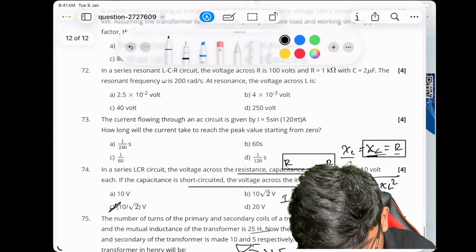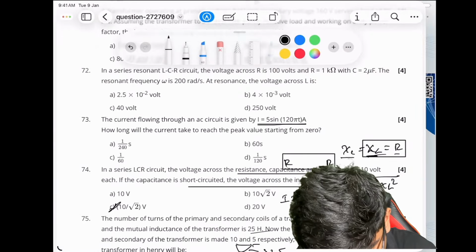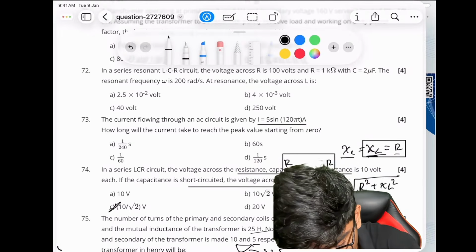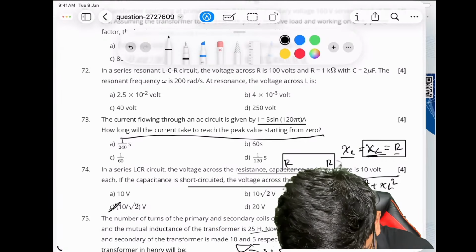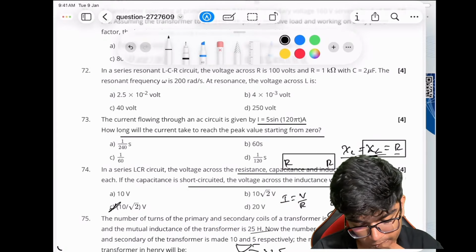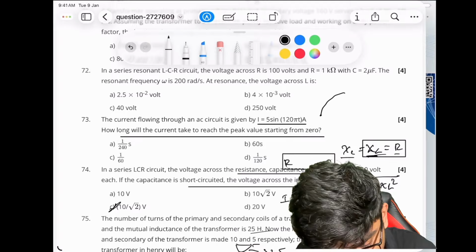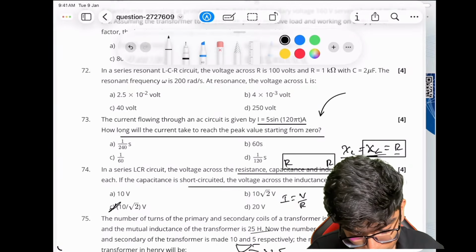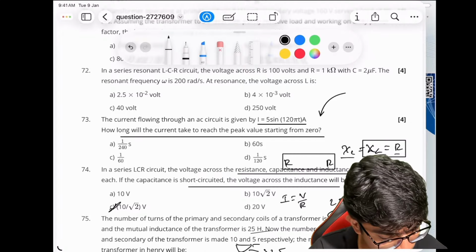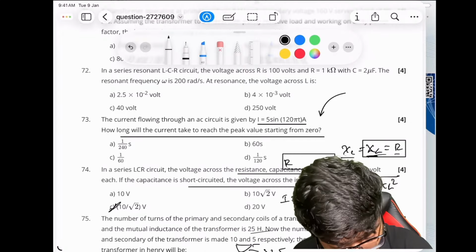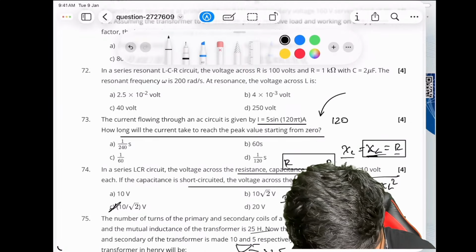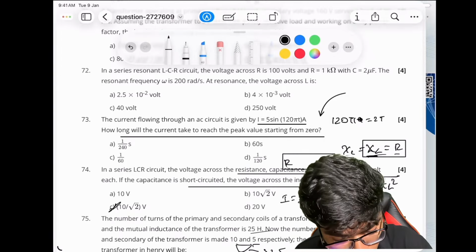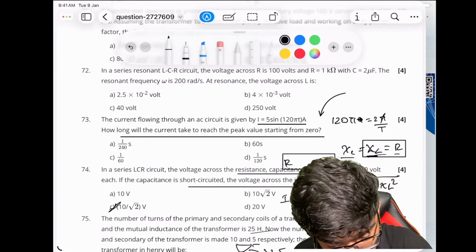Current through AC circuit is given by I is equal to 5 sin 120 pi t A. Okay, how long will the current take to reach the peak value starting from 0? Nice question. Omega t is nothing but 120 pi t. So omega is nothing but 120 pi is equal to 2 pi divided by time period.